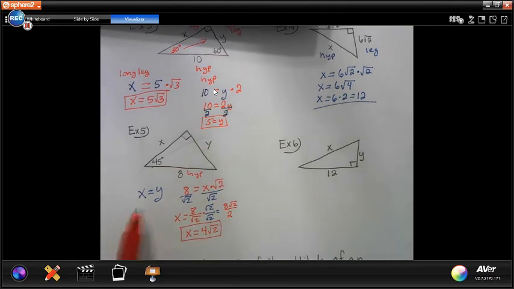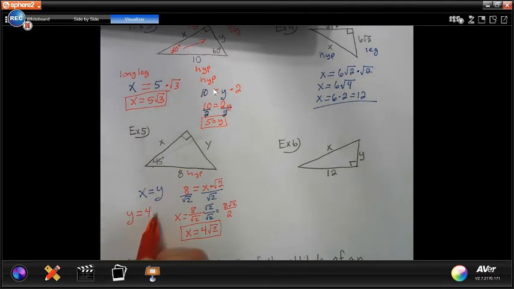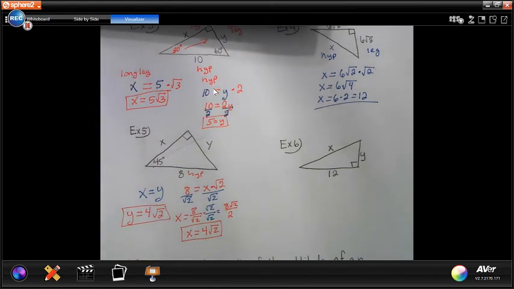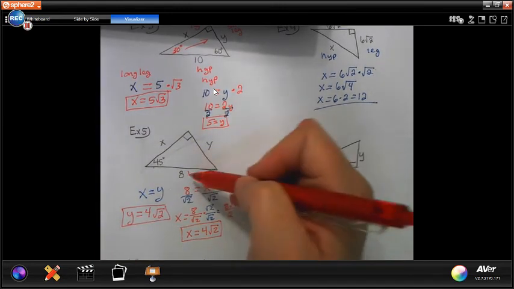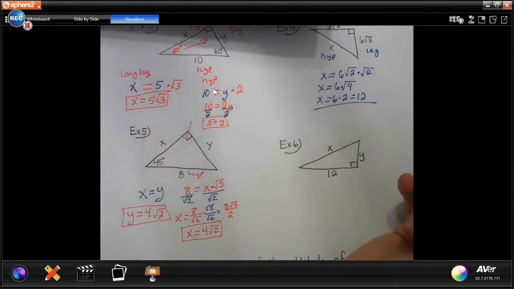Okay? Since x equals y, that means y equals 4 radical 2, because they have to be the same thing. Okay? So remember, the hypotenuse is pointed to by the right angle, and the other two sides are the same.